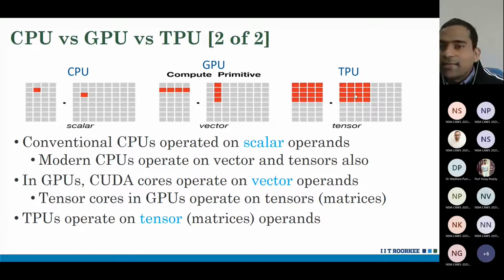And TPUs operate on tensors. So here you can see this is scalar, vector, and matrix. This is the reason why TPUs are very efficient, because they're directly working on matrices. So if your workload is matrix multiplication, what is the benefit of doing scalar multiplication and then accumulating that and achieving matrix multiplication?